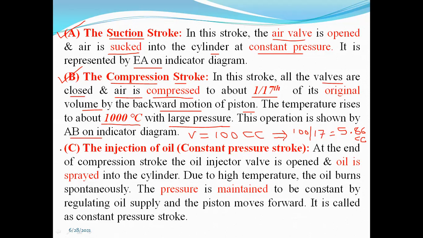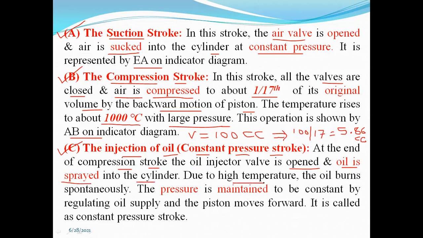Okay, now under this condition of the second stroke, that is the compression stroke, the third stage operates, and the third stage is the injection of oil, the constant pressure stroke, that is the pressure of the second stroke remaining constant. Oil is getting sprayed inside the cylinder. At the end of the compression stroke, that is at the completion of the second stroke, the oil injector valve is opened and oil is sprayed into the cylinder.